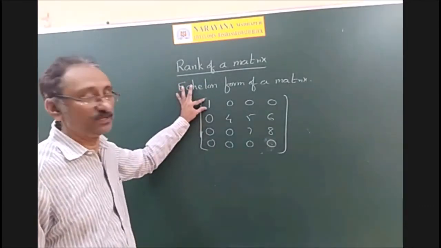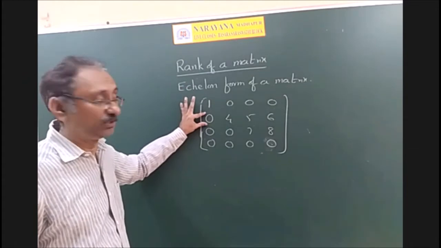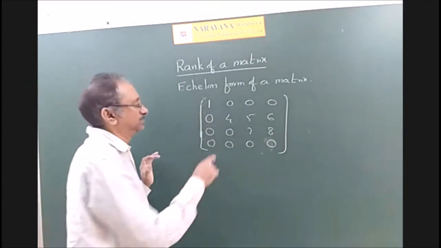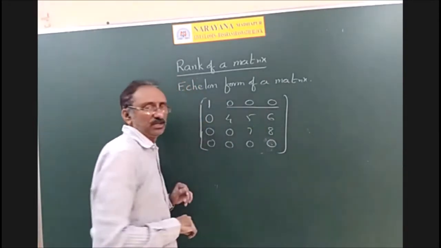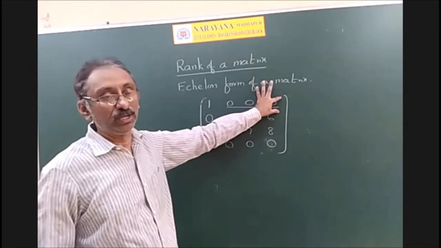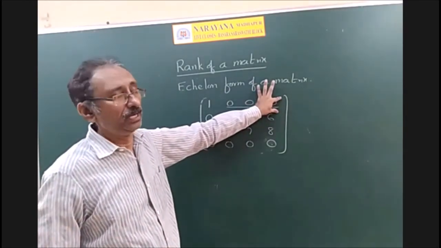See, the first element must be non-zero. There is only 1 zero. The number of zeros here is less than the number of zeros here. But you cannot say, sir, there are 3 zeros here. There is only 1 zero. So we don't count these zeros. We are discussing only leading zeros.